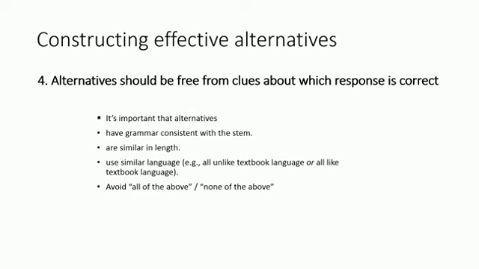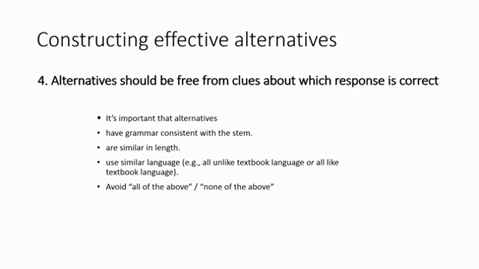And avoid the use of all of the above or none of the above. There's no particular reason to avoid it, apart from the fact that if a person answering one of your questions, let's say you have all of the above, and out of the four alternatives, they're certain that two of them are correct, then they don't have to worry about the other two. They just tick all of the above, and they've got away with that question.